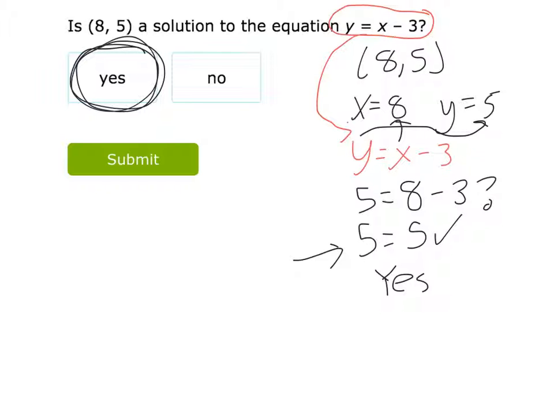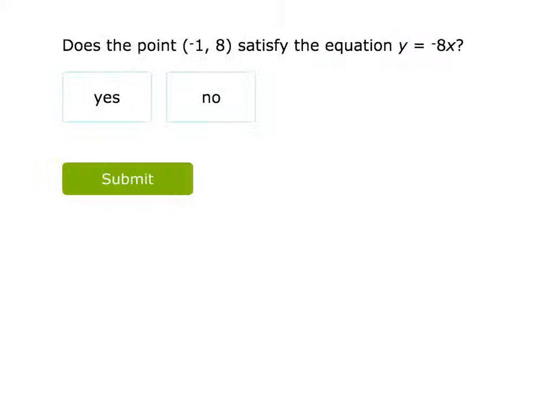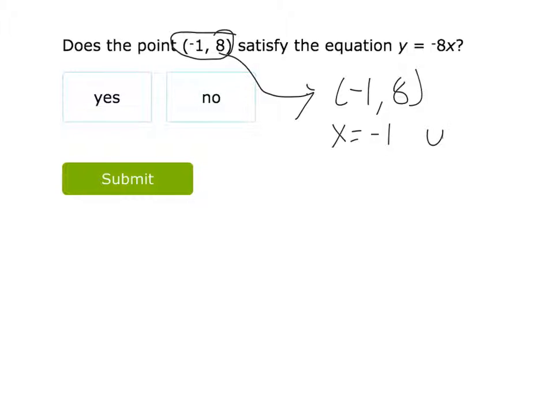Alright, for our last example, the question is going to ask, does the point (-1, 8) satisfy the equation y equals -8x? Alright, first step, I'm going to take my -1 and 8 and know that x is going to be the -1 and the 8 is going to be the y. So x equals -1 and y equals 8.